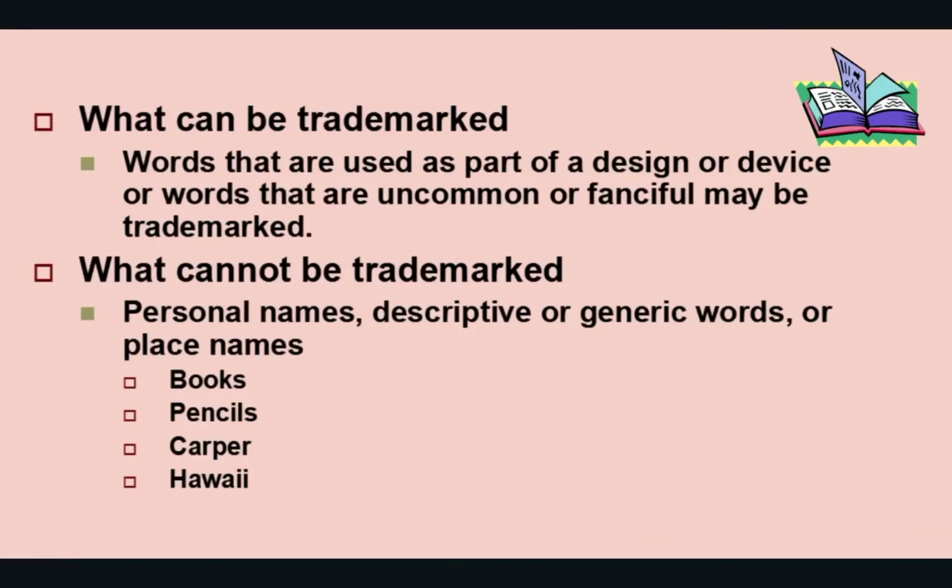So what can be trademarked? Those are words that are used as part of a design or device, or words that are uncommon or fanciful. And what cannot be trademarked? Those are personal names, descriptive or generic words, or place names. Examples are books, pencil, Carper, and Hawaii.